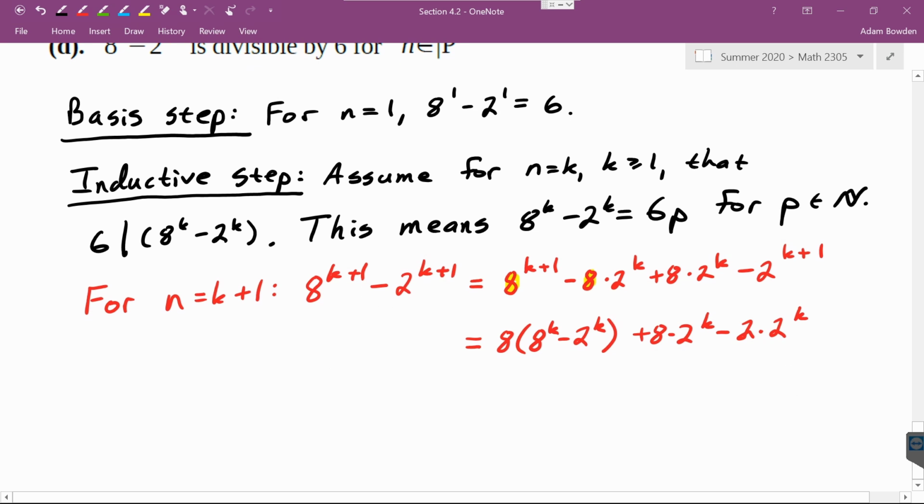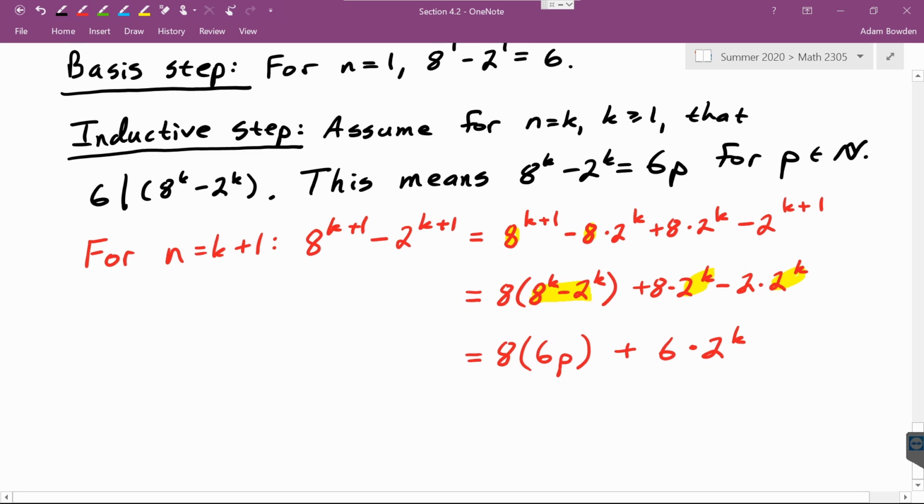So that now matches up with the 2 to the k here, and we have another 2 to the k. They're like terms now, basically. So we're going to write this as 8 times something. That something we have in parentheses here, we know that that's a multiple of 6 by what we assumed up above. So we could put 6p there in its place. And then over here, this would reduce to 6 times 2 to the k. I'm getting 6 by taking 8 minus 2 times 2 to the k.